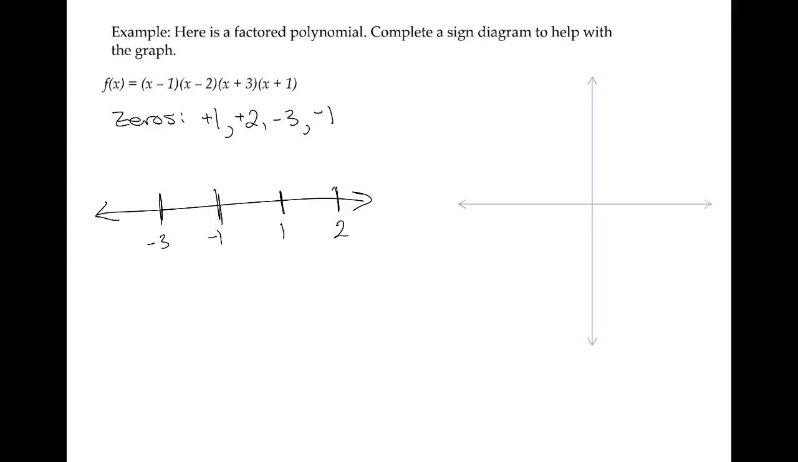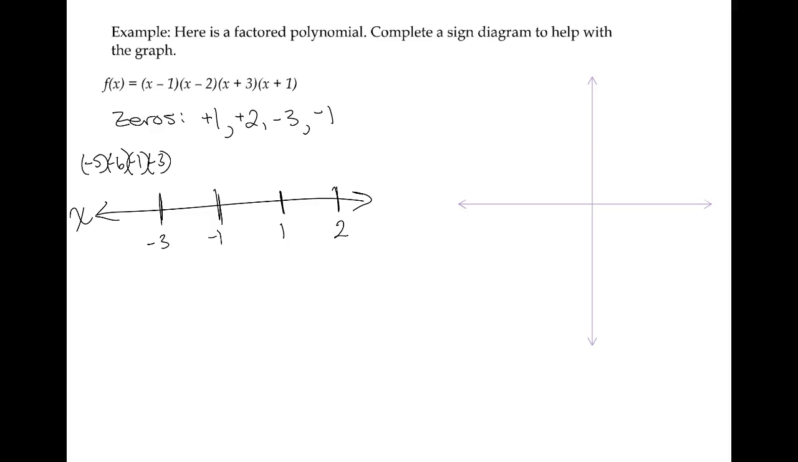Then I'm going to look at it and say, okay, well, what would be happening over here if my x value was less than negative 3? So if it was negative 4 and I plugged it in, what would happen here? So negative 4 minus 1 is negative 5. Negative 4 minus 2 is negative 6. Negative 4 plus 3 is negative 1. Negative 4 plus 1 is negative 3.